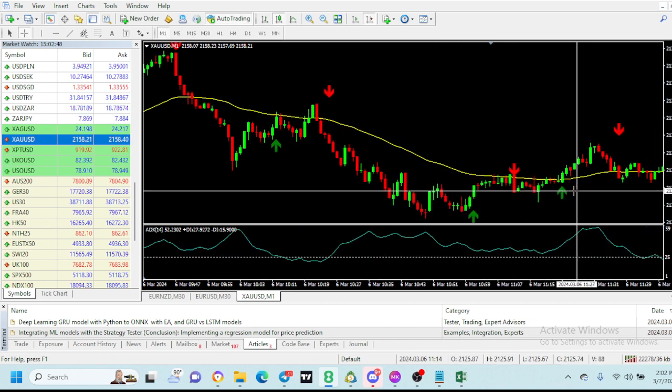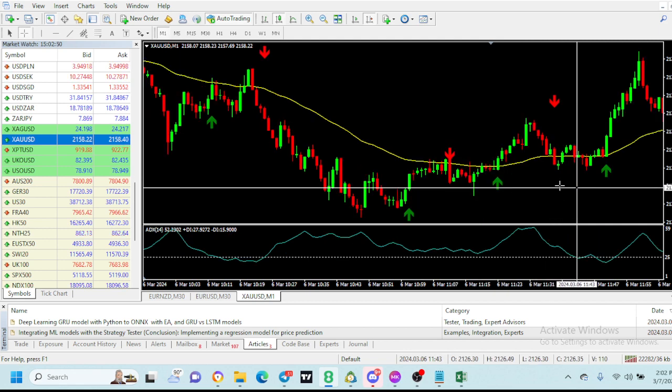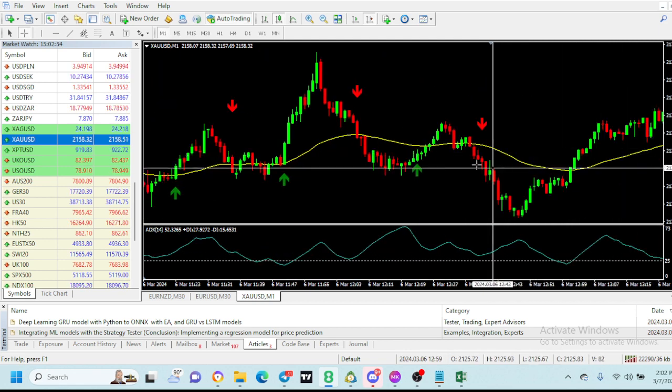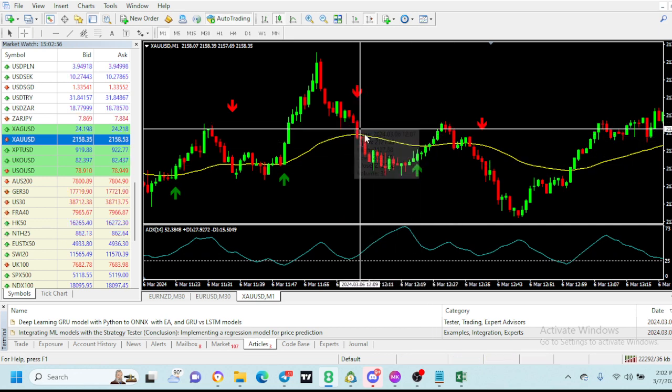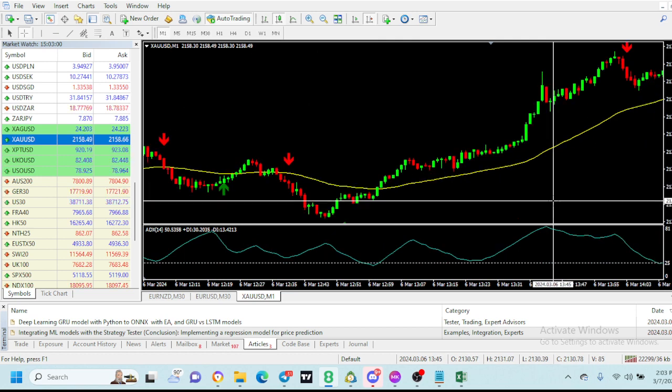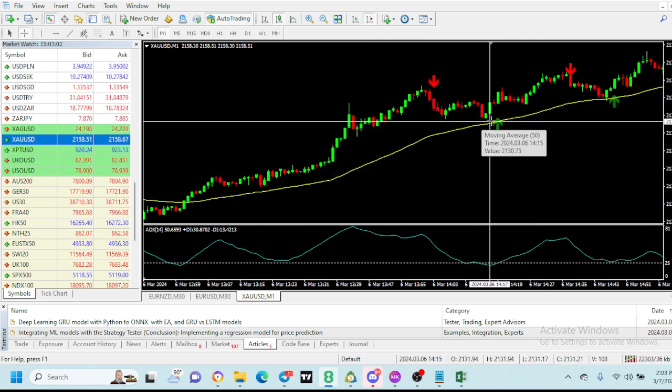Remember, it's 1 to 2. This would have given you a loss. This would have given you a win. This would have given you a win. This would have given you a win. This would have given you a win. It's crazy, guys. Crazy.